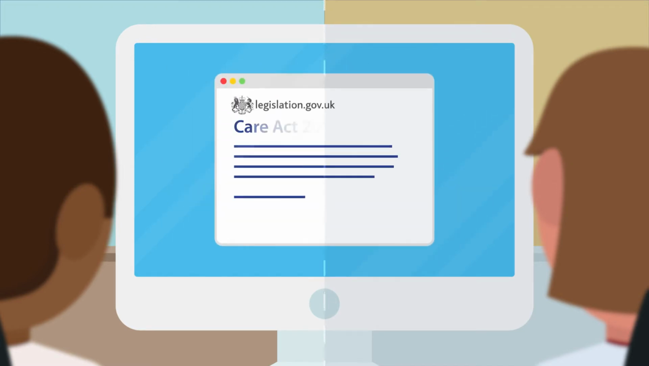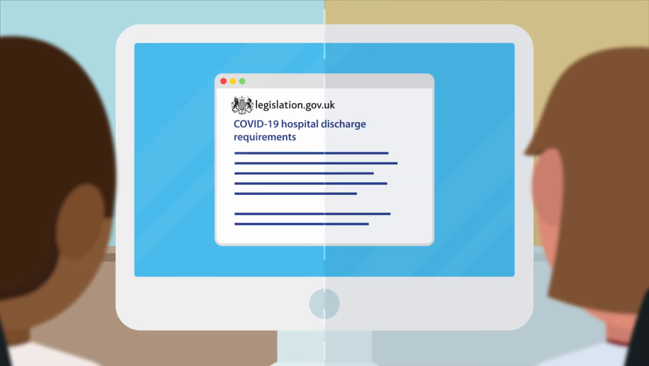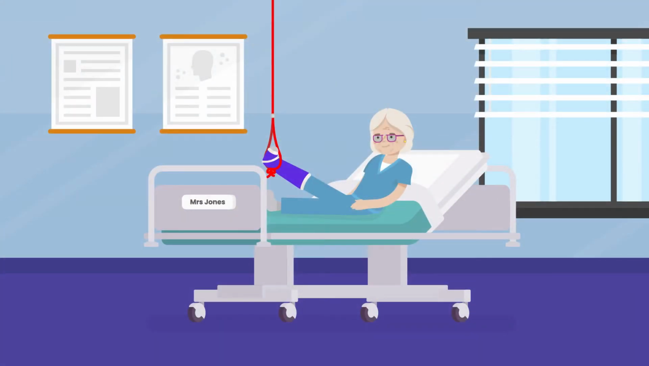Hospital discharge is mandated by the CARE Act and was amended by the COVID-19 hospital discharge requirements. Let's take a look at Discharge to Assess in action.